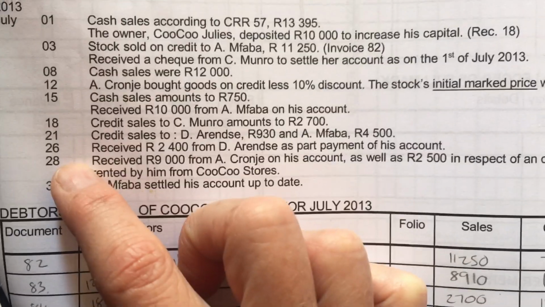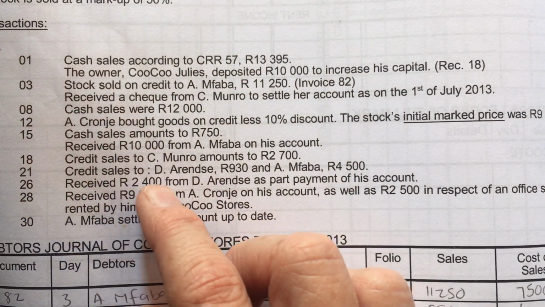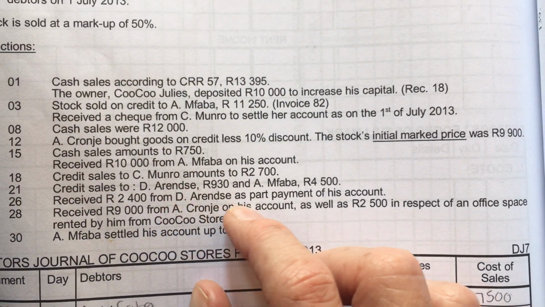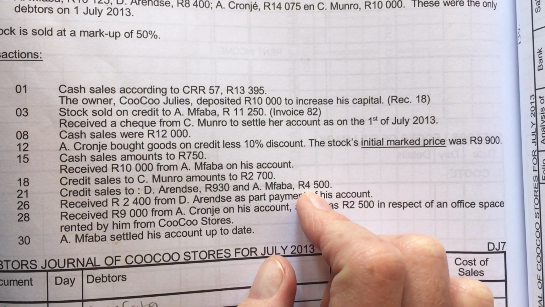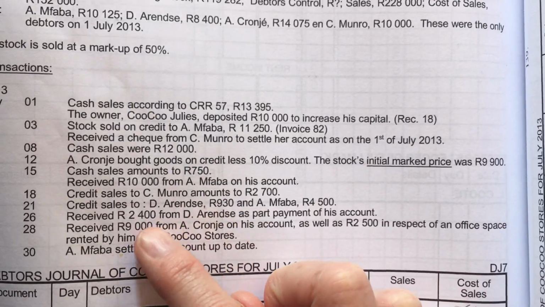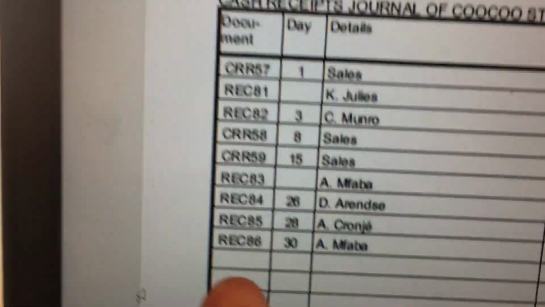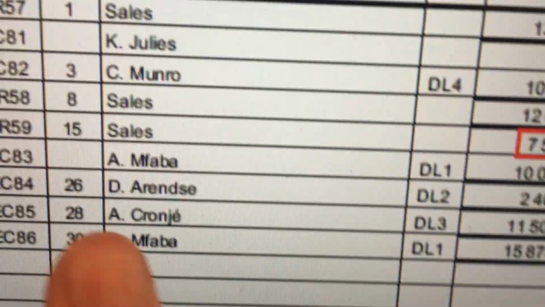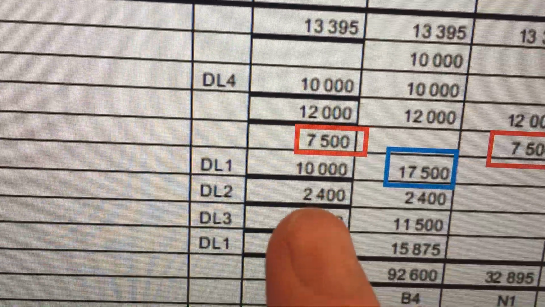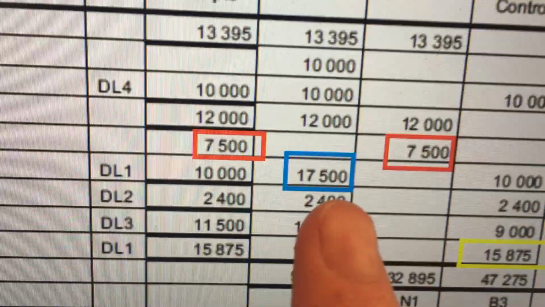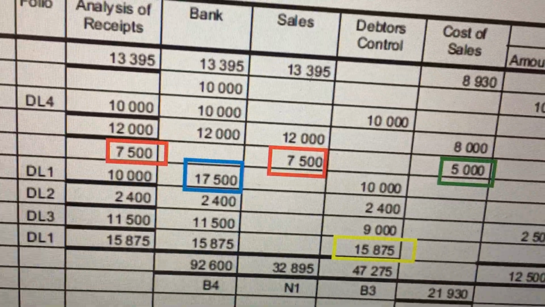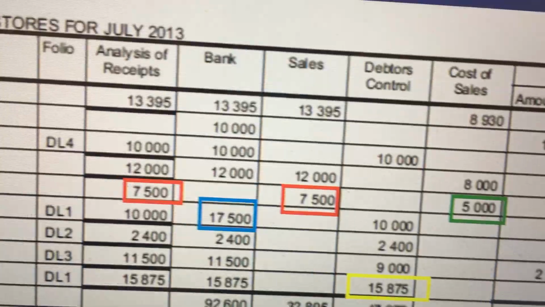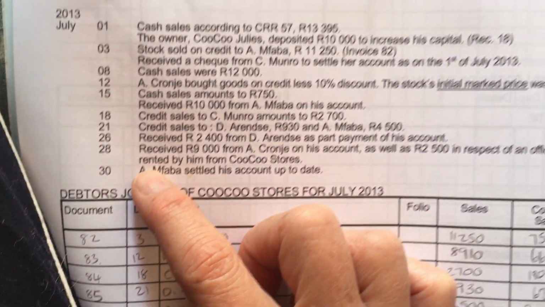The next time something happens is on the 26th. We received 2,400 from Arnsa in part payment of his account. So again, here we have a debtor paying us money, and they're paying us 2,400 Rand. So we come in receipt on the 26th, Arnsa, 2,400 in analysis. At the end of the day, we take it out of the till and we bank it, and it goes into debtors control.